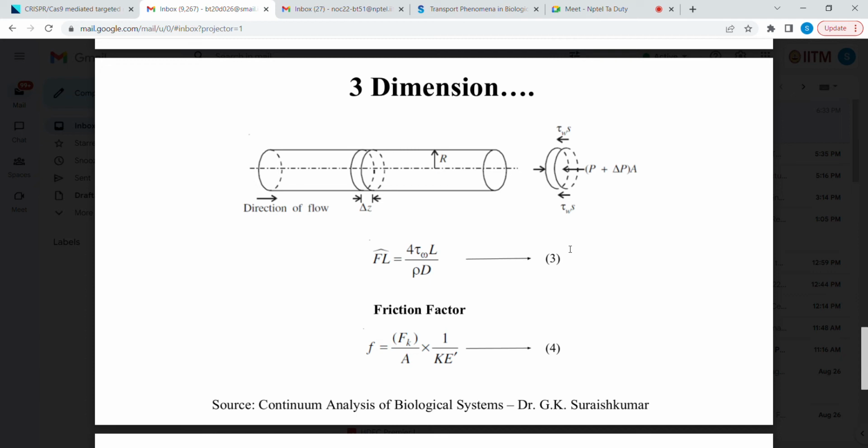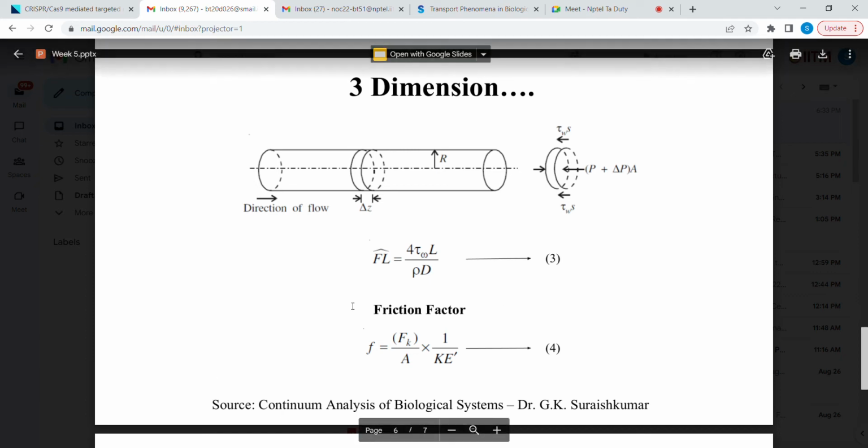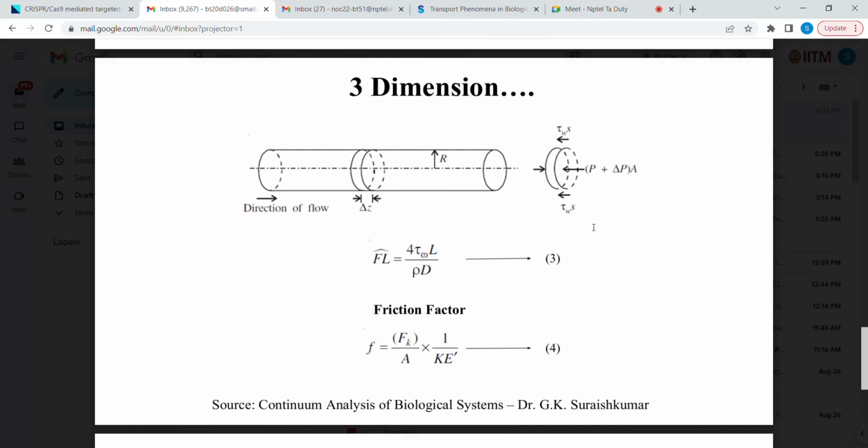Now, as I said, I'm not going to derive everything. So using these assumptions, using some integration, as I said before, please look at the lecture video where it has been explained. We arrive at this equation 3, which is the frictional loss per unit mass, a function of the shear stress tau, the length of the pipe L, the density of the fluid and the diameter of the pipe.